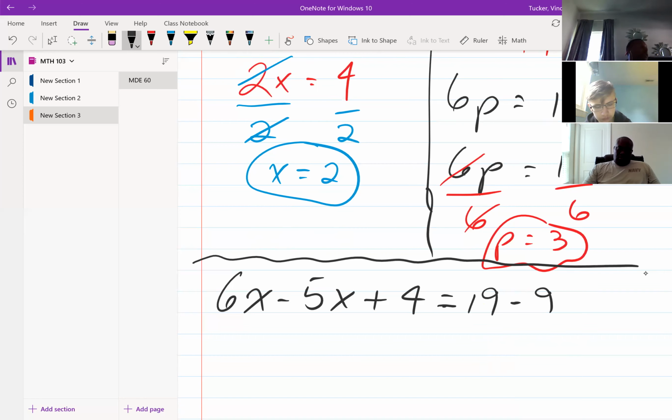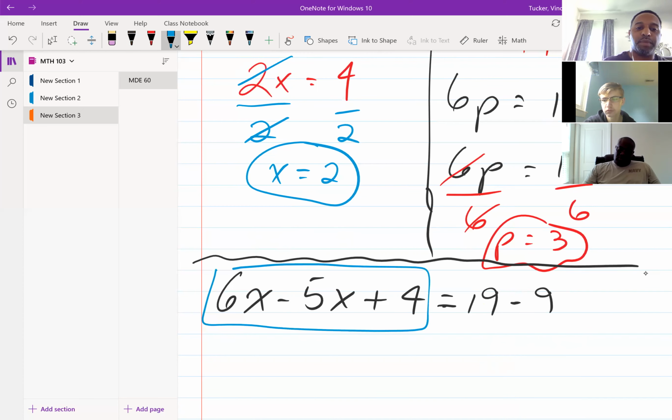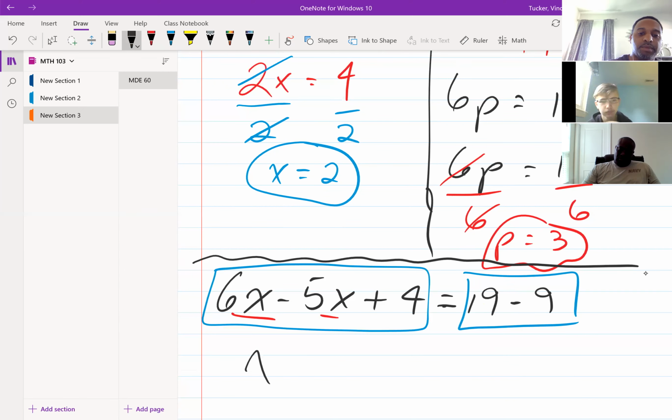All right, next one, 6x minus 5x plus 4 equal to 19 minus 9. So notice we have multiple terms on each side of our equation that can actually be combined. Before we look to move anything across our equal sign, we can do 6x minus 5x on the left side, which will actually be 1x. And then on the right side, 19 minus 9, which would be 10.